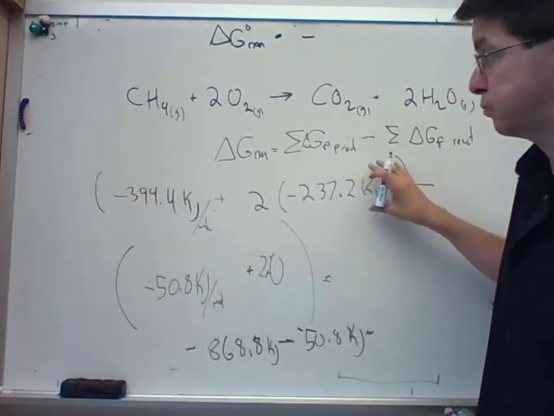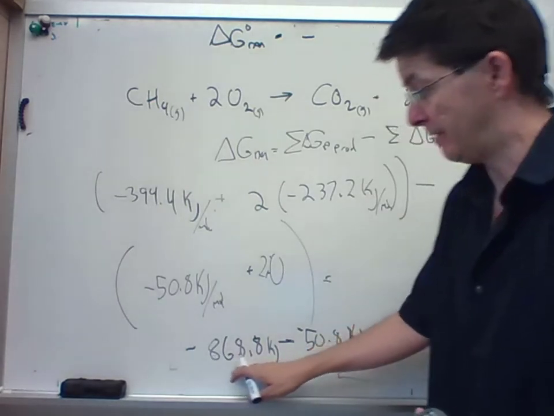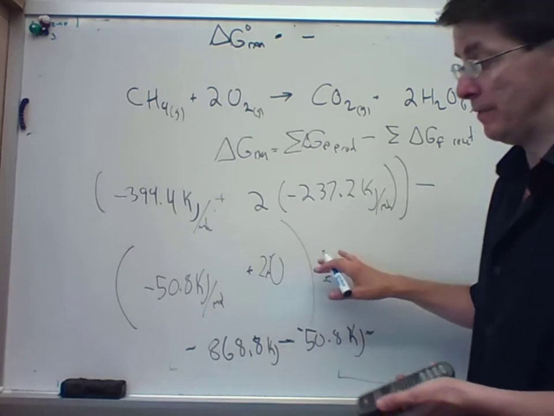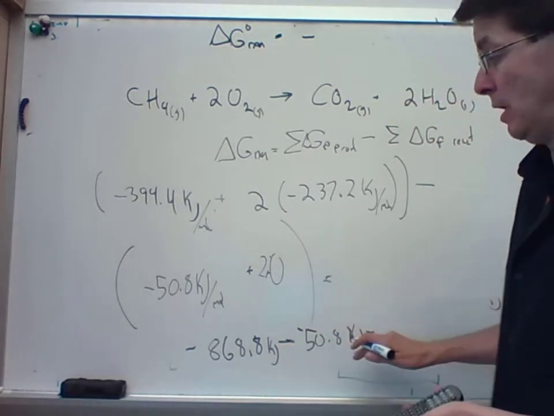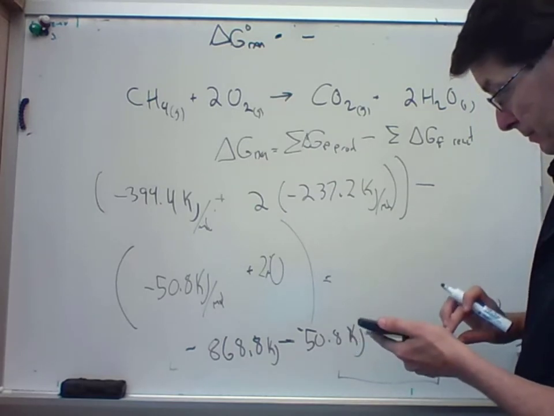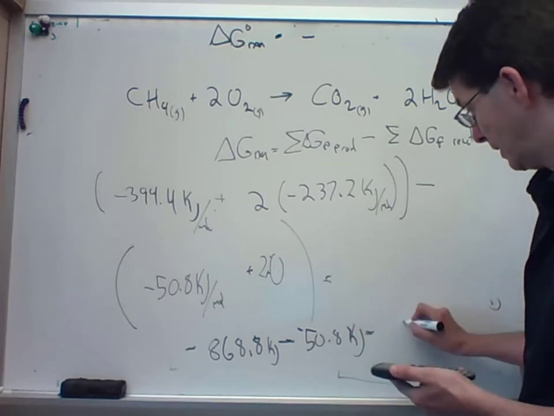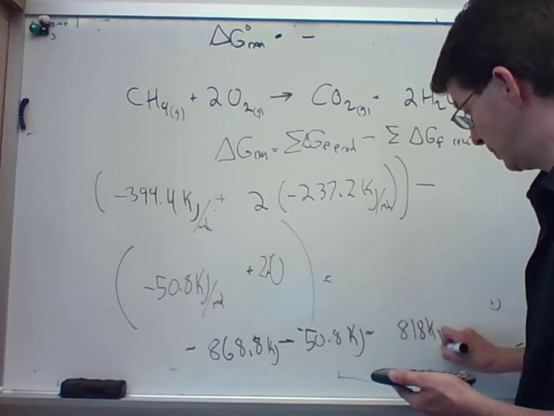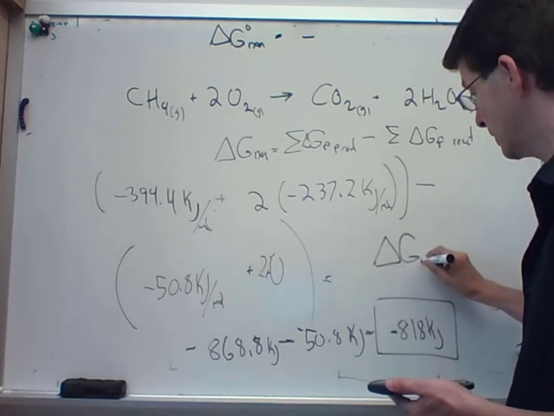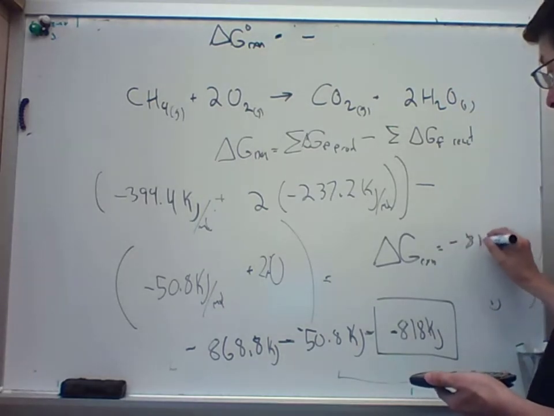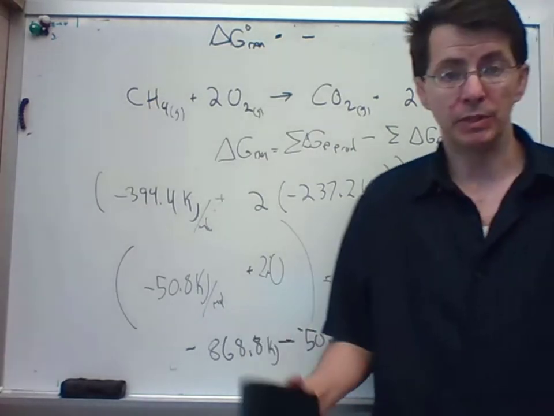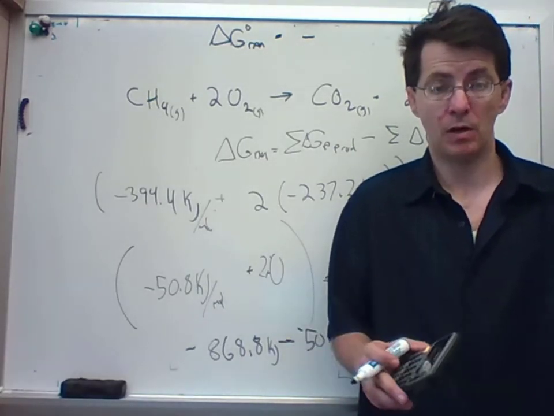The sum of the products is negative 868 kilojoules. The sum of the starting materials is negative 50.8 kilojoules. Products minus reactants gives us a value of negative 818 kilojoules. So the delta G of this reaction will equal negative 818 kilojoules. That's the simplistic case, products minus reactants, to give us our desired answer.